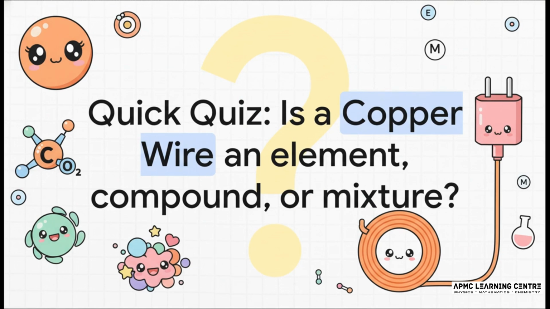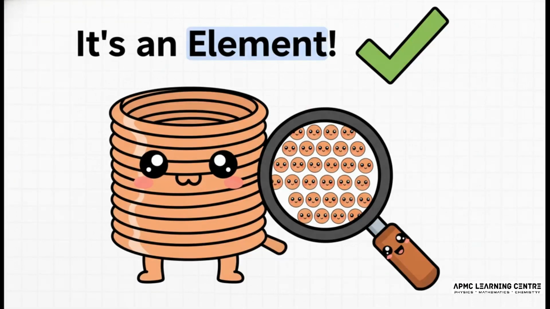Okay, next one. A simple copper wire, like the kind inside your phone charger. What is it? Element, compound, or mixture? That's right, it's an element. If you could zoom all the way in, the only thing you'd see are copper atoms and more copper atoms. It's a pure substance, and you can't break it down any further with chemistry.